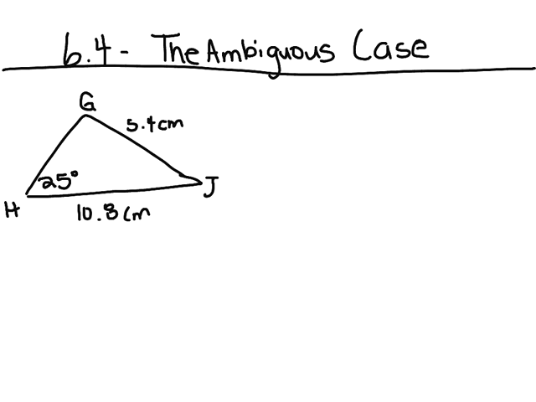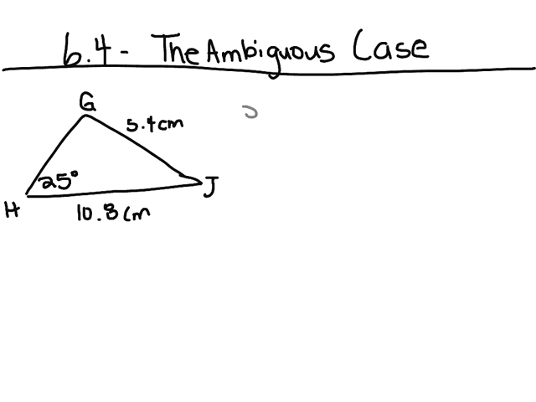So when you're doing the sine law, there is a chance that you will have the ambiguous case. So when you have an obtuse angle, so we're looking for angle G. And in the picture you can tell that the angle is going to be obtuse. So let's solve to find angle G.